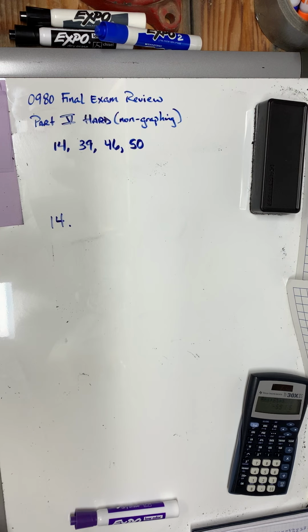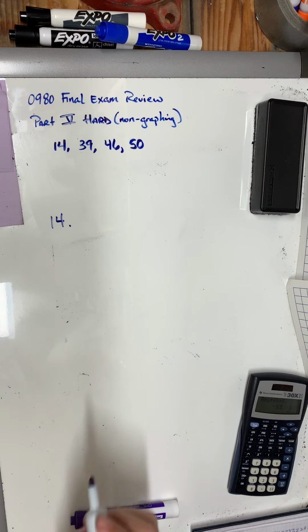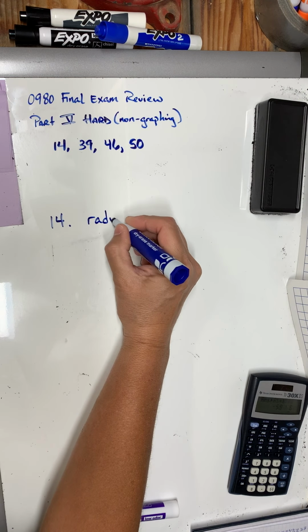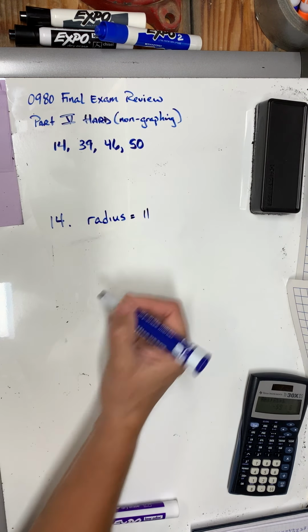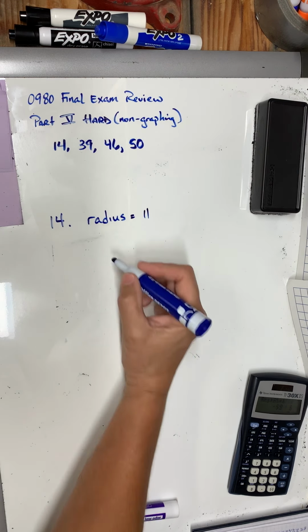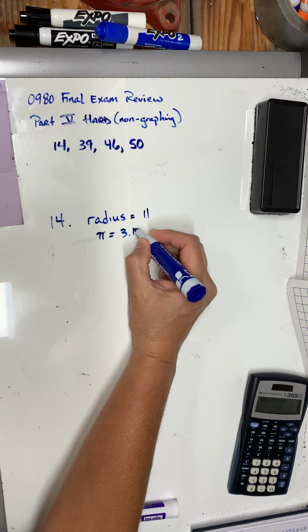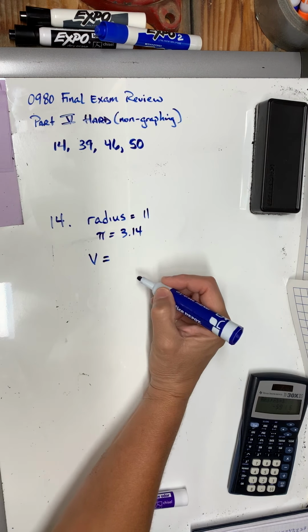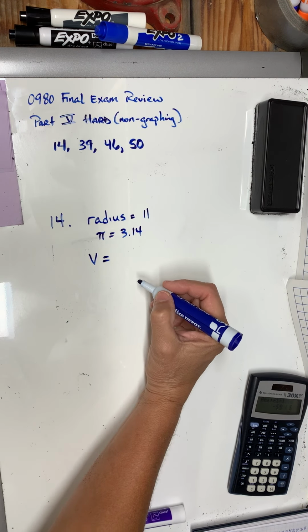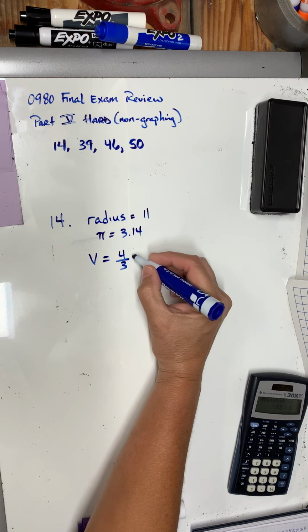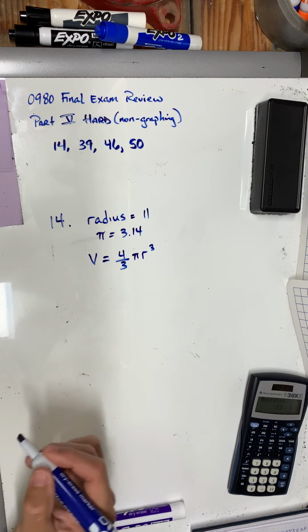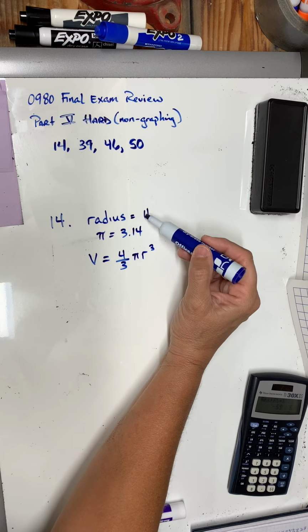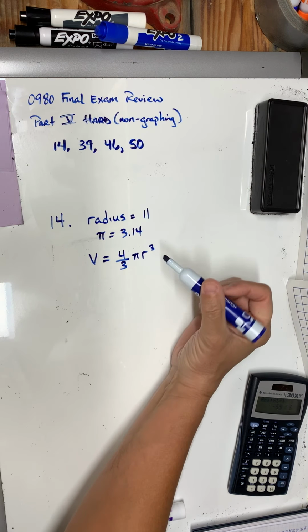Okay, so I'm looking at question 14. It says find the volume and surface area of a sphere of radius 11 inches. So my radius is 11. And they want me to use pi, which is 3.14. And the first one they want me to find is the volume. And they give me the formula, volume equals 4/3 pi r to the third, 4/3 pi r cubed.